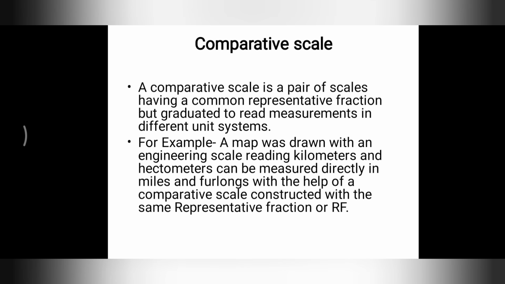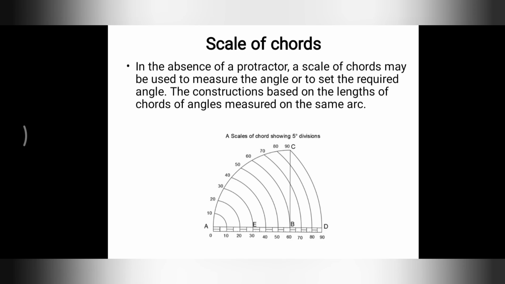With the comparative scale, the different dimensions in a map can be measured parallelly, both kilometers and hectometers, using the representative factor, like miles and furlongs. Scale of chords is basically used where we want to find an angle and we don't have a protractor. It is used to find angles; you can measure or set any angle using the scale of chords.